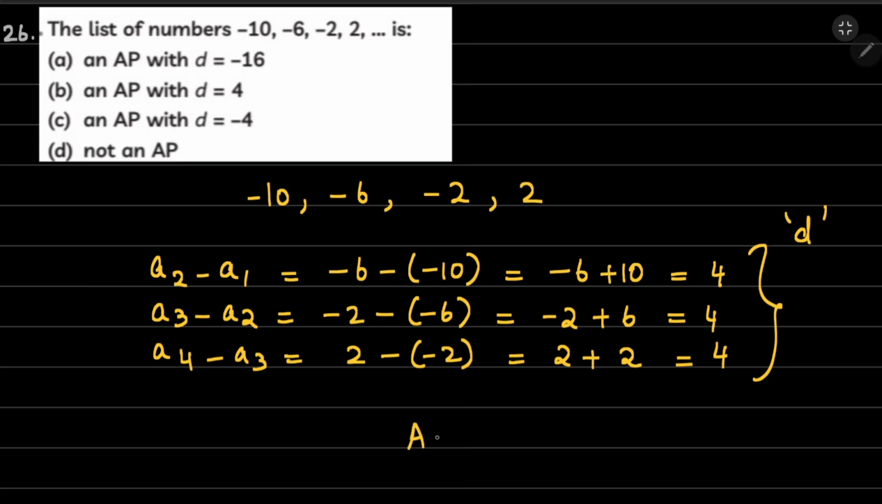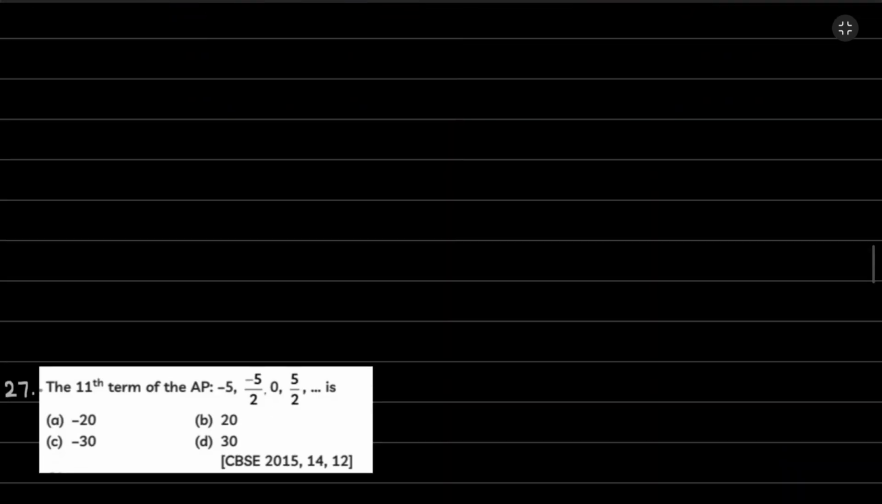The given list of numbers is an arithmetic progression with D equal to 4, the common difference is equal to 4. So, the answer is B, an AP with common difference as 4. Let's move on to the next question.